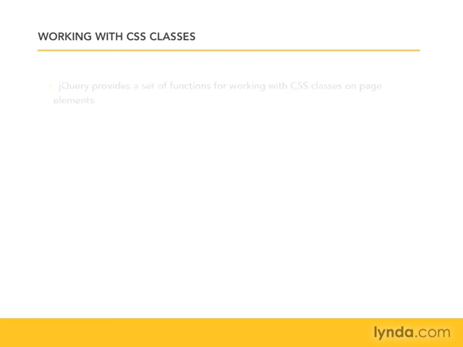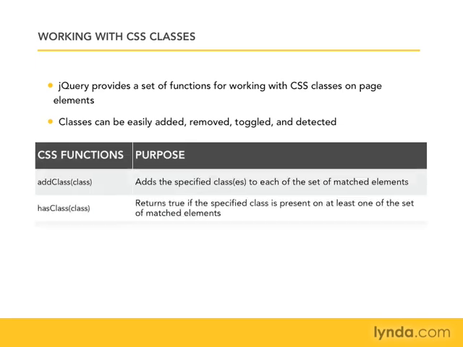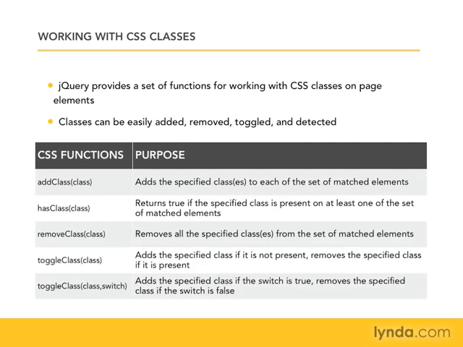jQuery also provides a set of functions for working with CSS classes. Again, this is used very commonly in things like animation or interactivity. You're setting styles on elements and taking them off, and jQuery provides functions for adding and removing, toggling, and detecting these classes. And you can see those in this table. So, as you might expect, the addClass function will add a class or classes to each one of the matched elements. The hasClass function will return true if the specified class is present on at least one of the elements that are in the result set that you're calling this on.